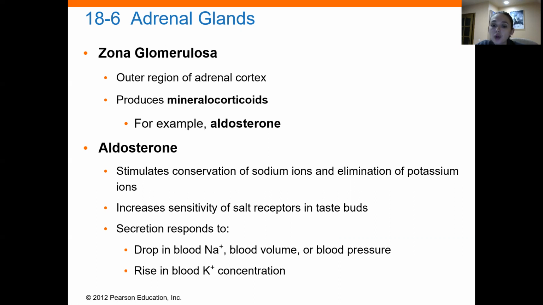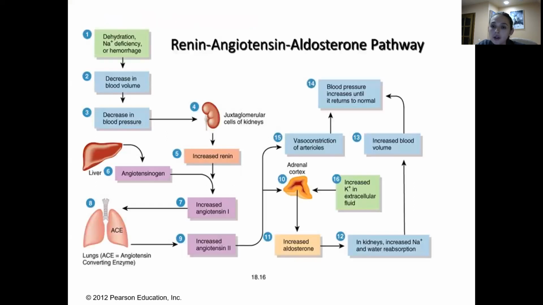Secretion responds to a drop in blood level of sodium ions, blood volume, and as a result, blood pressure. Besides this, an increased level of potassium in the blood will also be a stimulus for production of aldosterone. Also, aldosterone is a part of the renin-angiotensin-aldosterone pathway. Let us discuss this pathway a little bit.